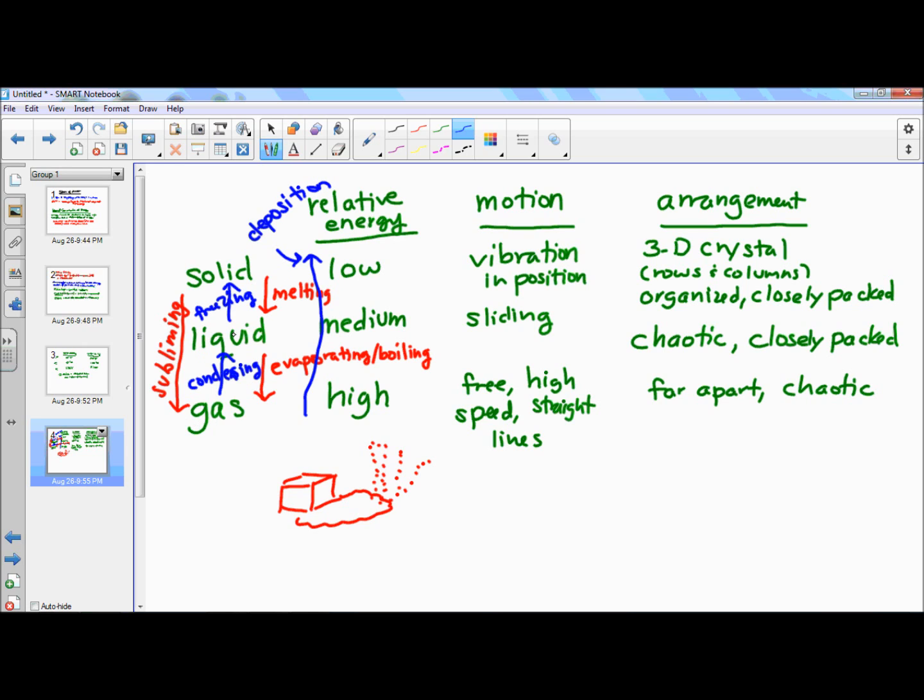I do expect you to know that solid to liquid, melting, requires energy. Liquid to gas, evaporating or boiling, requires energy. And subliming, solid to gas, requires energy. Going the other way, going from a gas to a liquid, or condensing, requires energy be released or taken away. And going from a liquid to a solid, or freezing, also requires the same thing. And that's what I expect you to know about the states of matter.